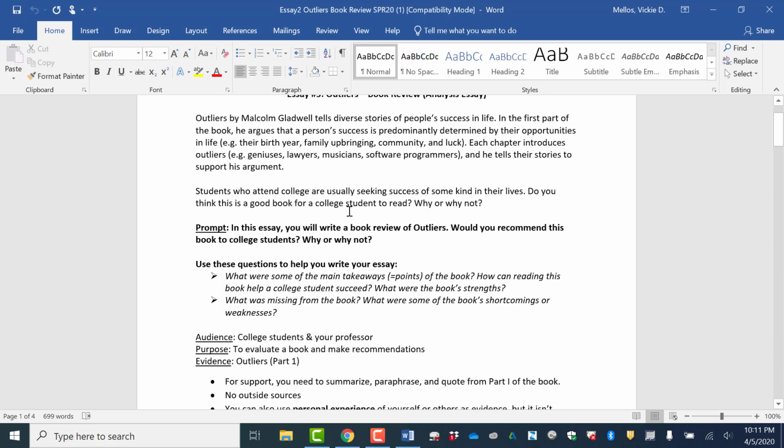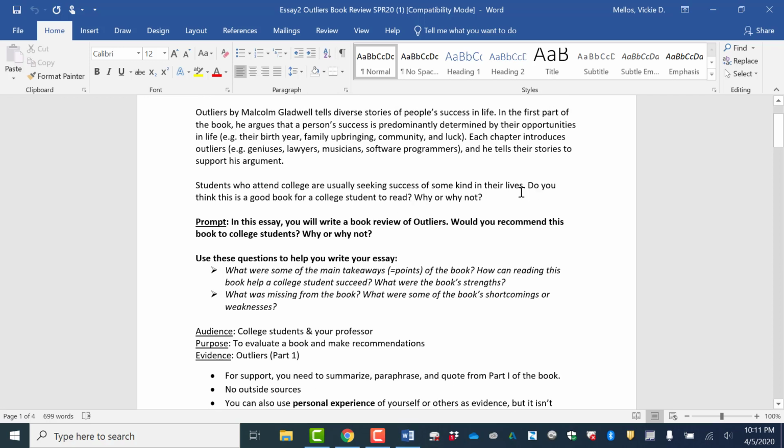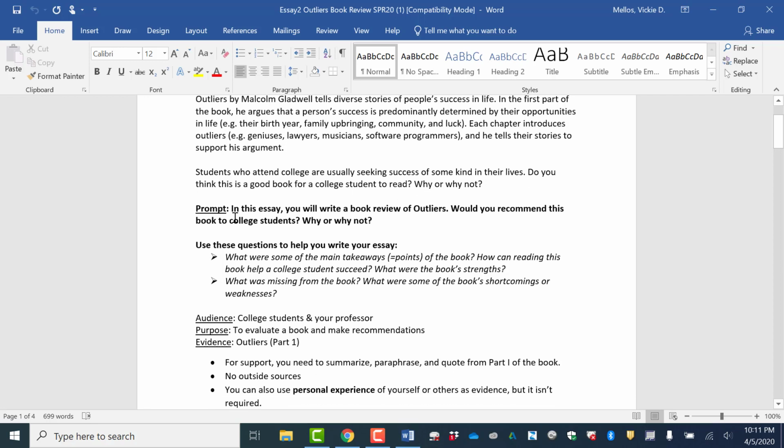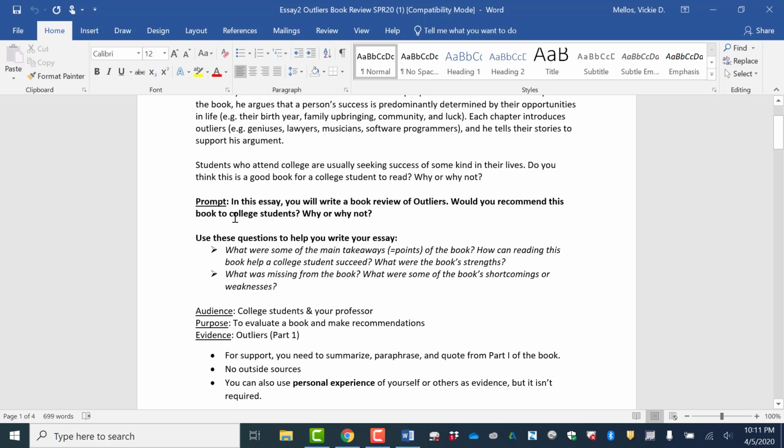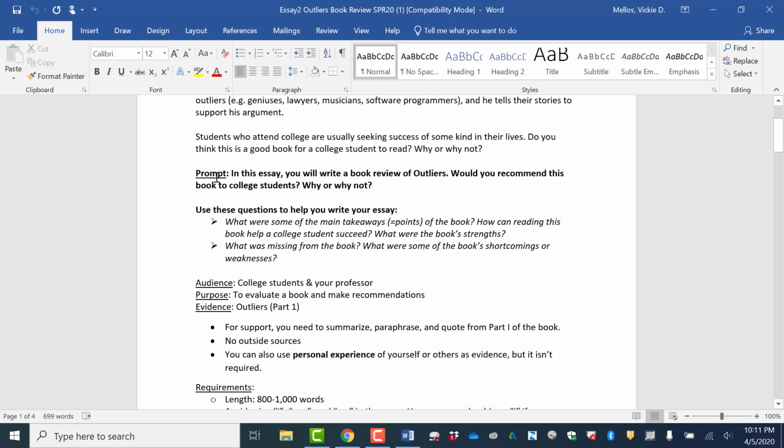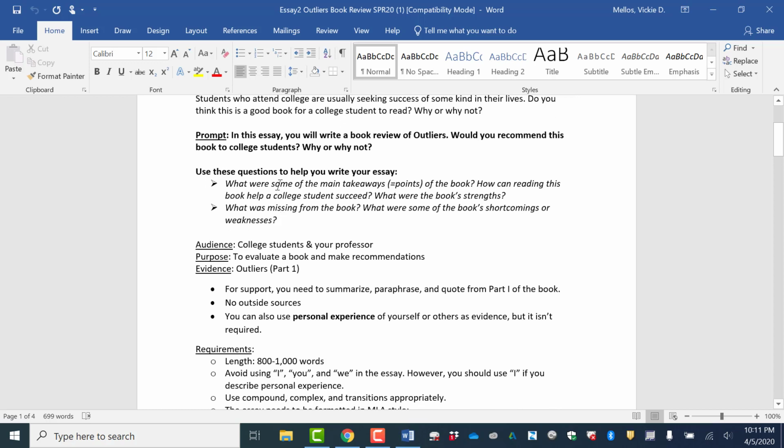Students who attend college are usually seeking success of some kind in their lives. Do you think this is a good book for a college student to read? Why or why not? So the prompt is what you're going to write in this essay. In this essay, you will write a book review of Outliers. Would you recommend this book to college students? Why or why not? Use these questions to help you write your essay.